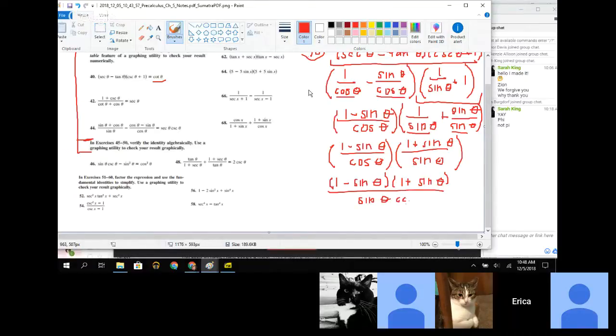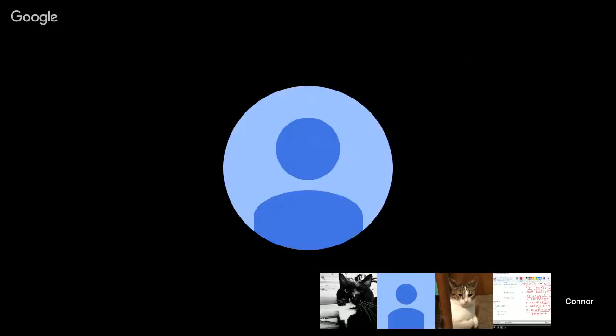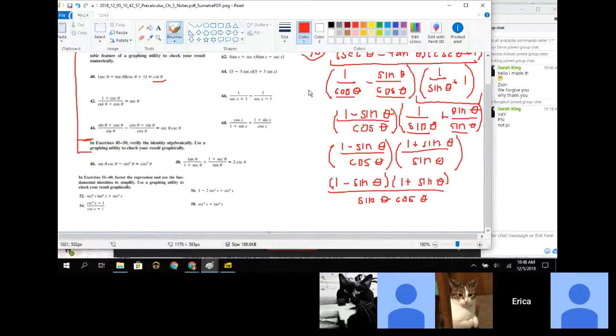Have I lost you guys yet? This is the most complicated part. Not yet. You're still there? All right. So now how do you think we simplify this? We have 1 minus the sine of theta times 1 plus the sine of theta in parentheses. Does this look like a FOIL kind of situation?